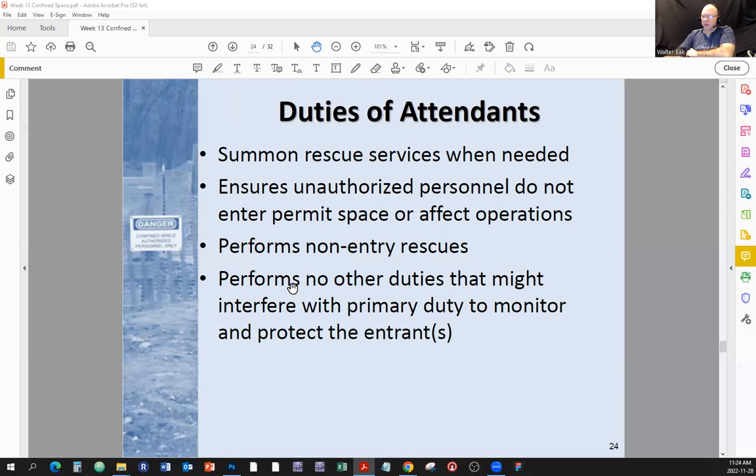All right, so the attendant performs no other duties that might interfere with the primary duty to monitor and protect the entrance. You've got one job, right? Do it right. So that person can't be assigned, oh, while you're there and they're working, why don't you go over last month's sales and maybe you can find out something about that. No, that person should concentrate totally on the job at hand right now. It's a serious thing.